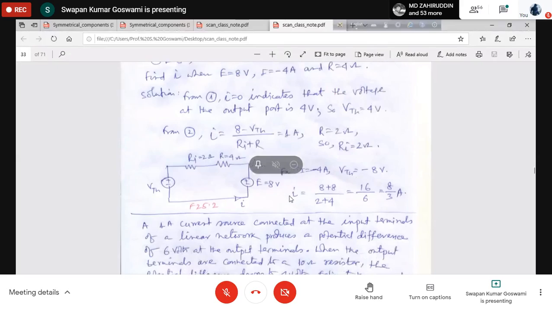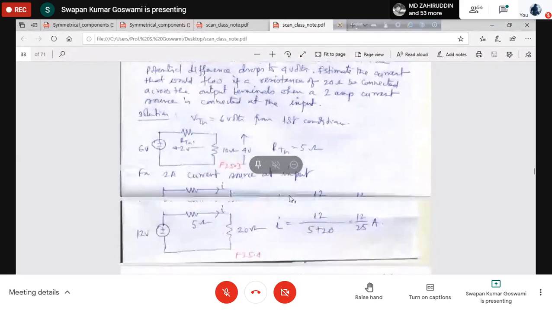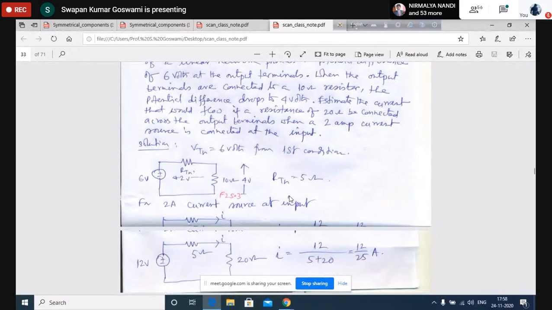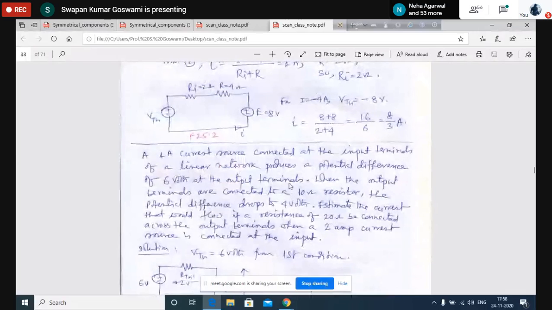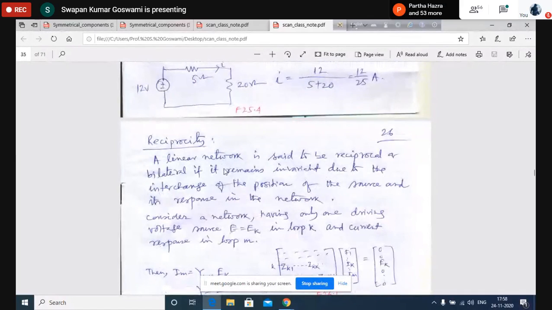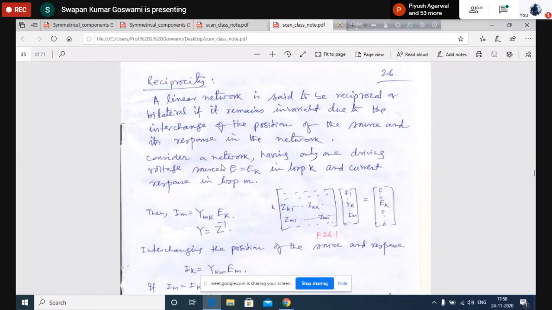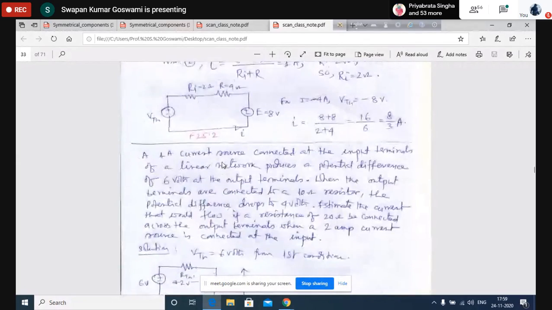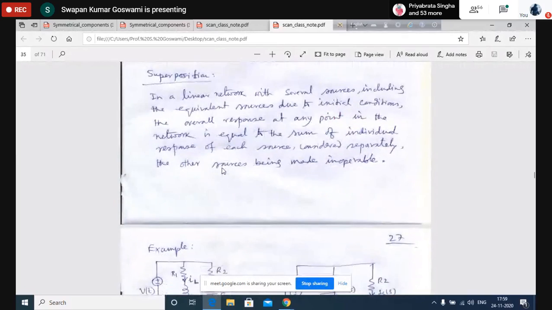So superposition already you have studied. So what I can do, this is basically a particular example of application of Thevenin's theorem. Okay, so I shall discuss these solutions, but in the next class let us do all these things. If necessary, I shall discuss the reciprocity, superposition first, and then discuss these examples. It is better to do it in the next class.